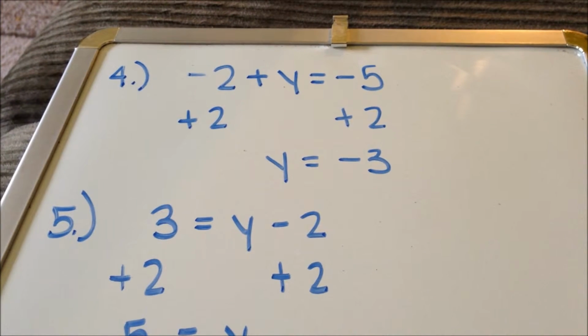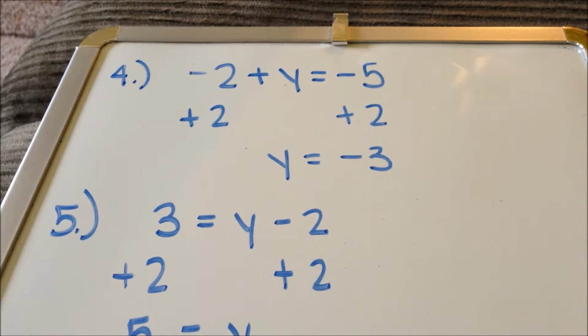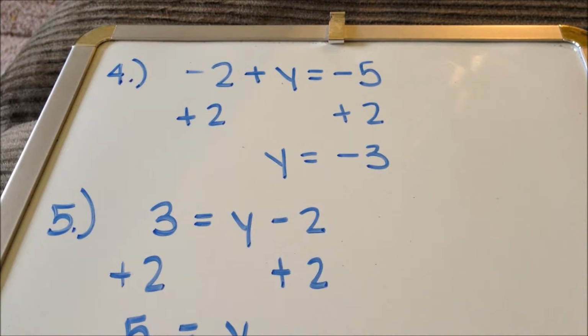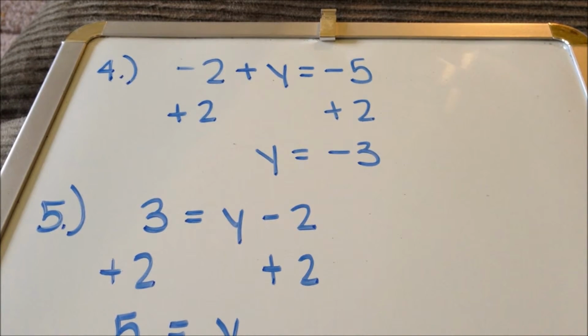Number 4, negative 2 plus y equals negative 5. Add 2 to both sides of the equation so the negative 2 and positive 2 cancel each other out. We end up with y equals negative 3.